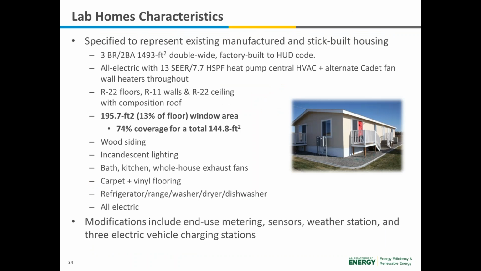So the basic characteristics of the lab home: it's a 3-bedroom, 2-bath, 1,500 square foot, factory-built manufactured home to the HUD code. Within both the heating and cooling season experiments, we have the ability to introduce heat in a couple different ways. During the cooling season, we have a heat pump that cools the lab homes, and during the heating season, we generally use a forced air furnace because it's 100% efficient, and we also have Cadet wall heaters that can supply supplemental heat to the space.